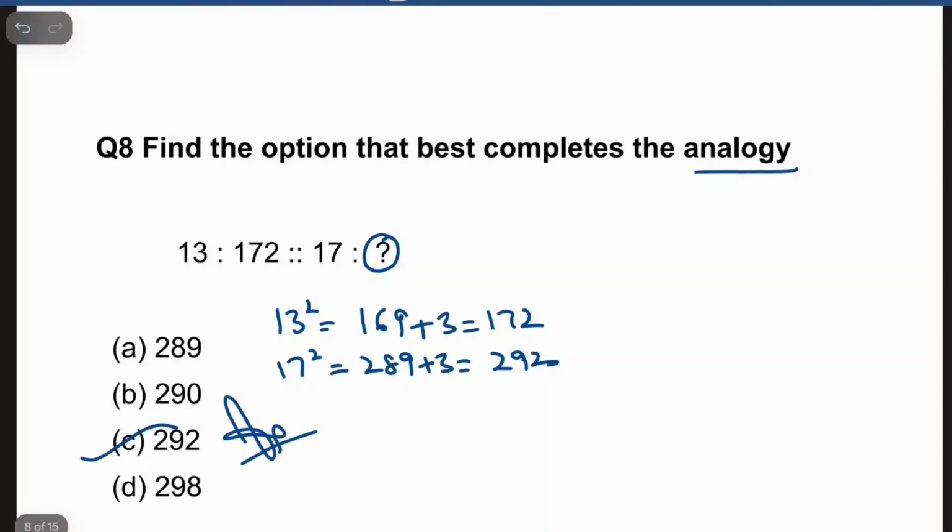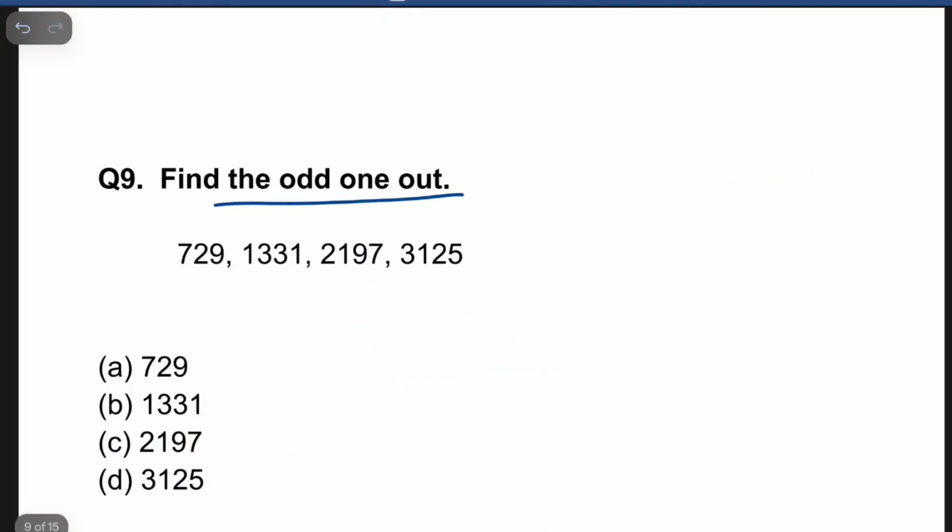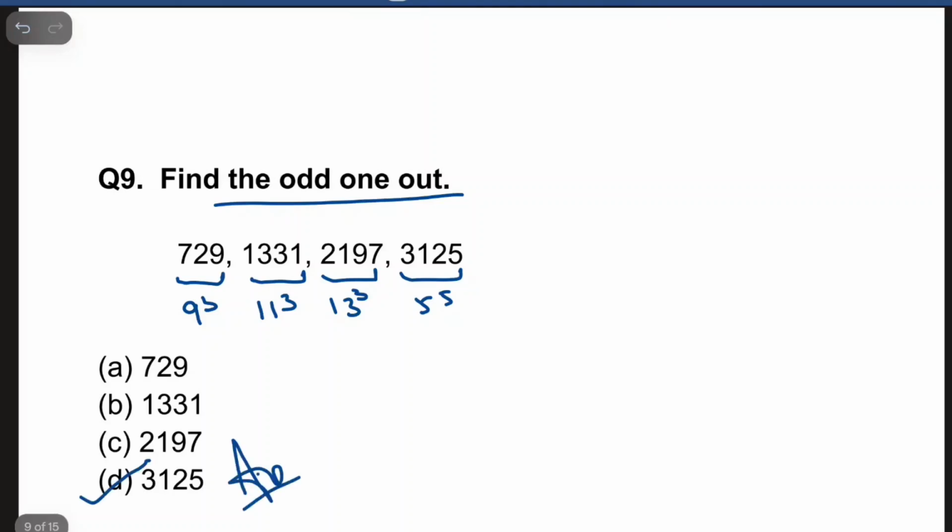Let us move to the next question. Question number 9, find the odd one out. 729, 1331, 2197 and 3125. Now this can be written as 9 power 3. This is 11 power 3. This is 13 power 3. And 3125 is 5 power 5. Now the first three numbers are perfect cubes, whereas 3125 is a perfect fifth power. So option D, this will be the odd one out, is the correct answer.